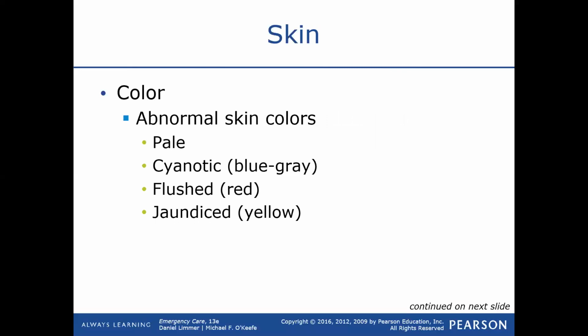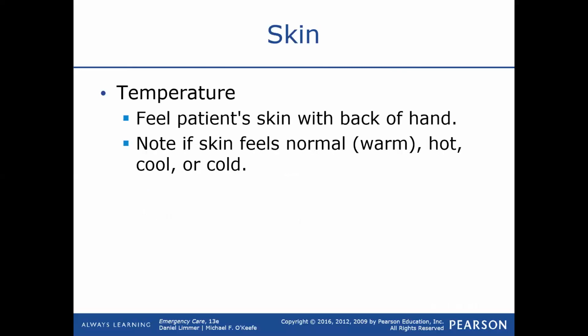Anything abnormal. Warm, pink, and dry we consider a normal skin condition. But abnormal, we could see pale skin, we could see cyanotic, which would be bluish, grayish. That's saying we're not getting enough oxygen. Could be flushed and red, or jaundice and yellow. Jaundice would indicate some kind of kidney problem. A lot of times you can see that in the eyes, where the whites of their eyes are real yellow. That's considered jaundice.